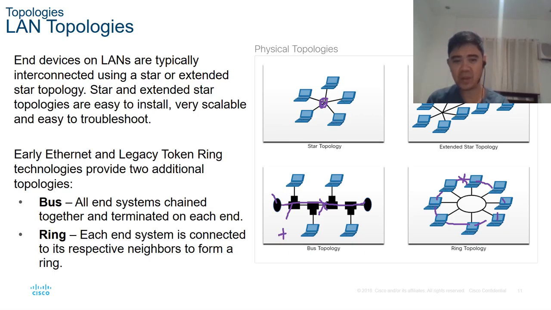A logical ring topology is a token ring, and the logical ring topology is used by this token ring technology. We'll discuss that further later.